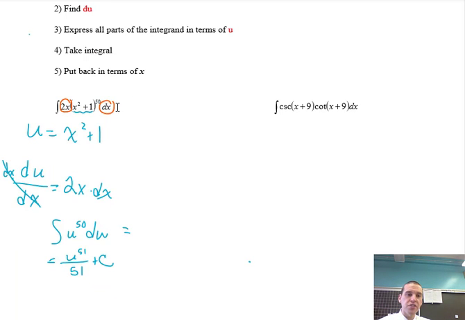So we can go back to the original problem, put an equal sign, and say that the integral of 2x times x squared plus 1 to the 50th equals u, x squared plus 1 to the 51st over 51 plus c. And we are done. Let's look at the next one.